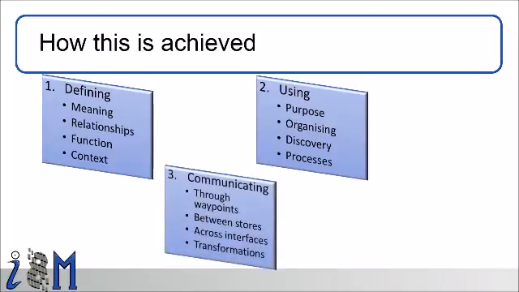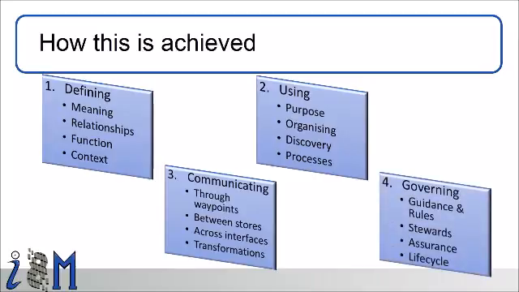We do really need to understand communicating. This is an absolutely critical point. Communicating information takes information on a journey through waypoints, between stores, across interfaces, and as it's transformed from one form of content to another. And finally, and probably most importantly, is governing information. These are the rules and the standards that are applied to make sure that the people on the receiving end can understand they're getting the best quality information that they require.